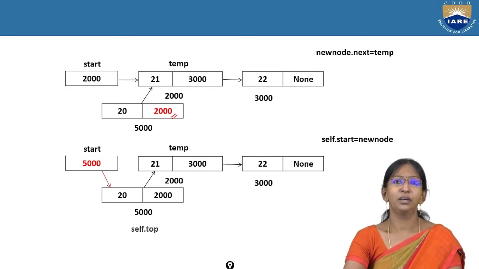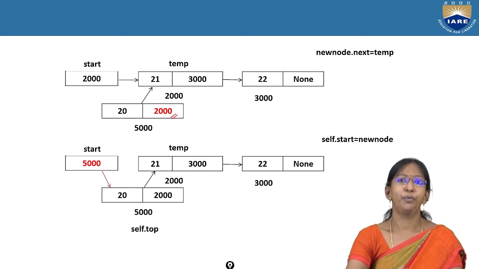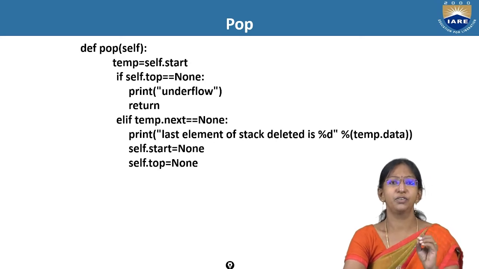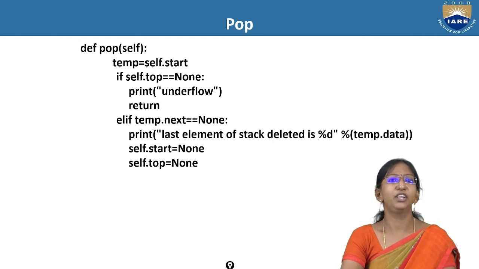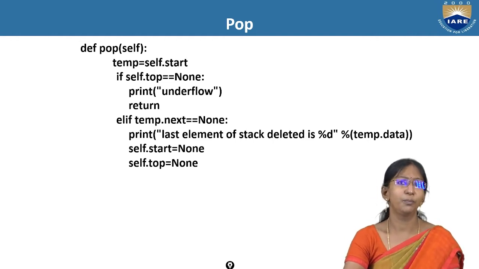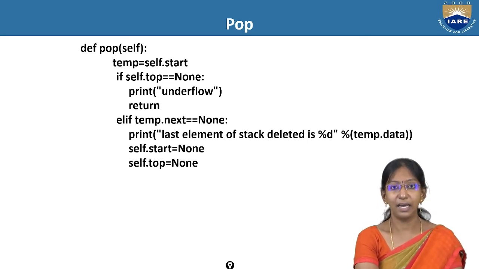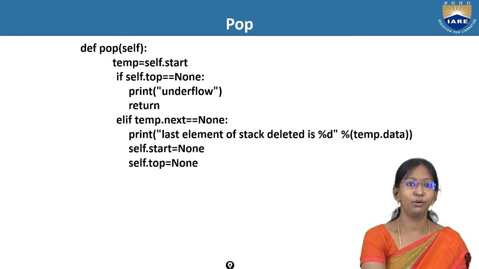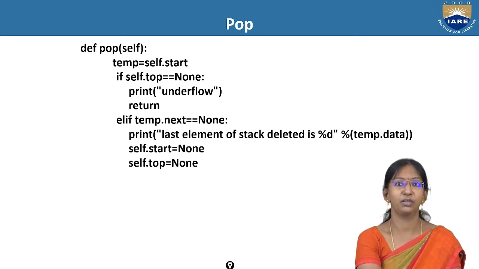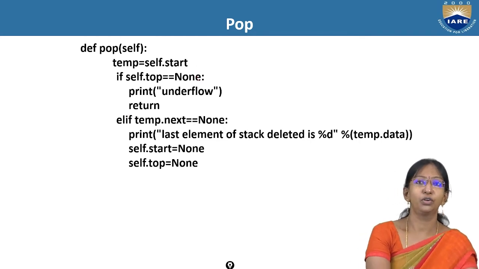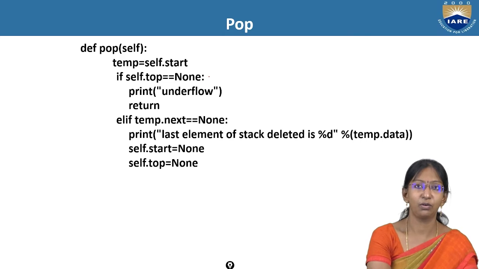Then comes the pop operation. Pop operation is nothing but removing an element, for which I need not read any values. So even here we have two cases. A case where the stack is empty. If the stack is empty, then an underflow condition is raised. We have to check the same. Here I have used the top variable and I have checked whether its content is None or not.